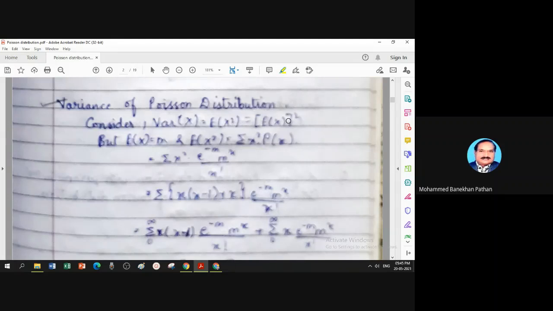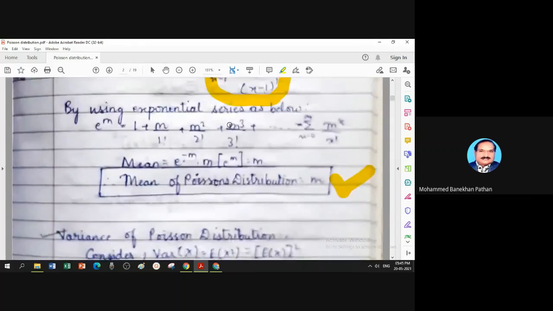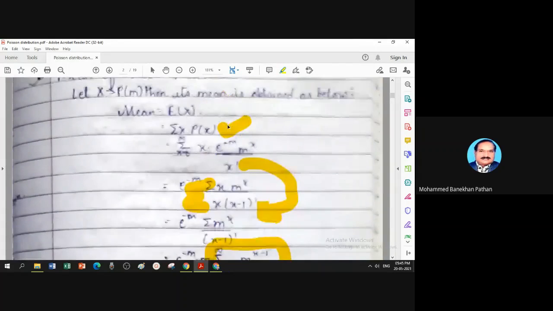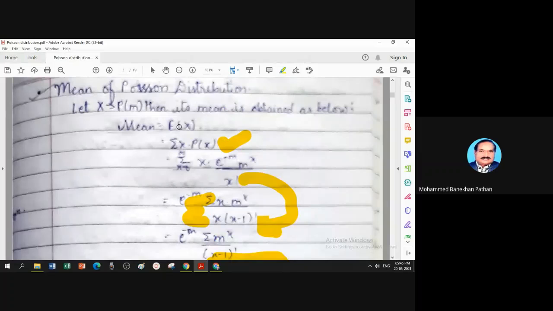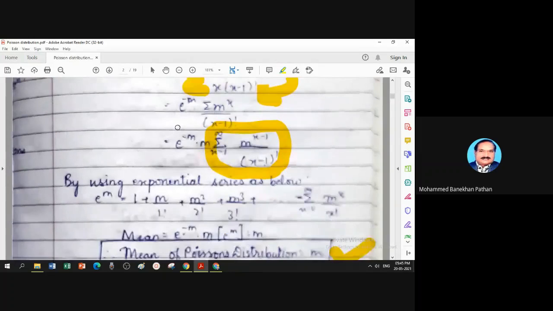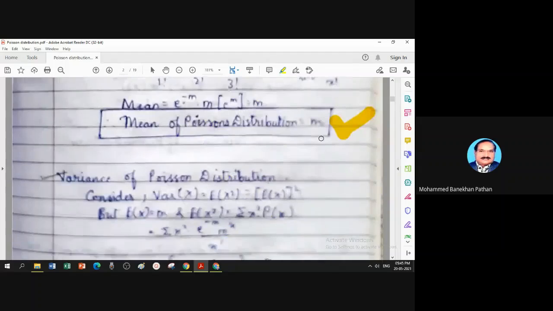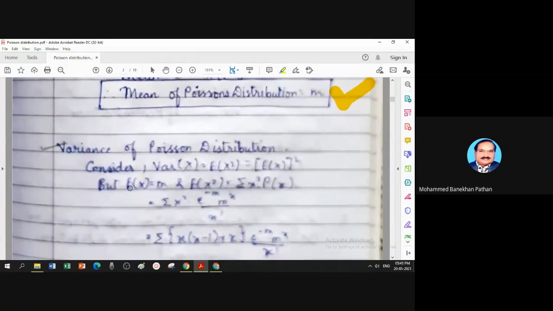Now in this formula, we need two calculations: E of x and E of x square. But just now we got E of x. Mean equal to E of x, and the answer is nothing but m. So expected value of x is m, and now expected value of x square.